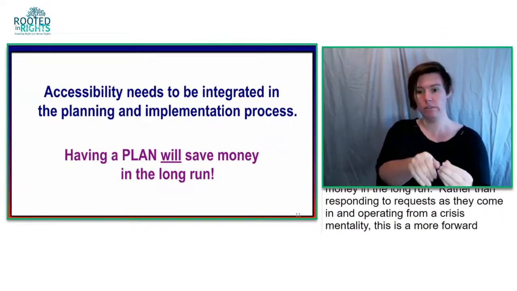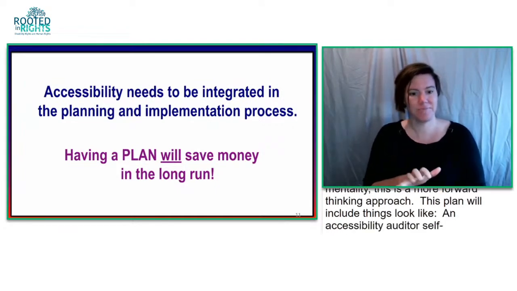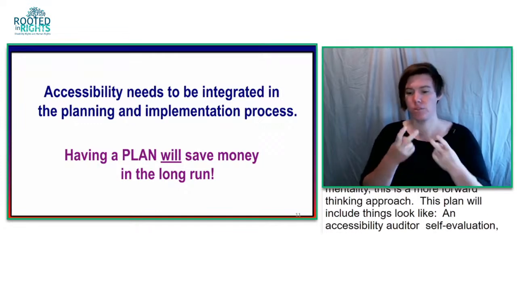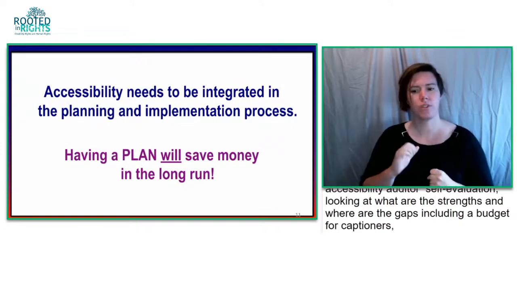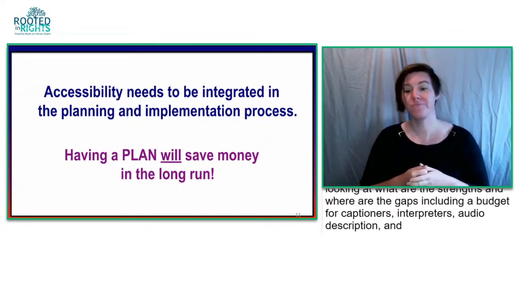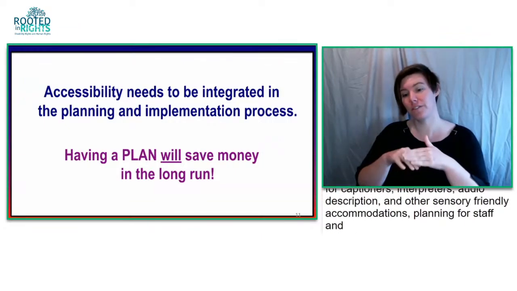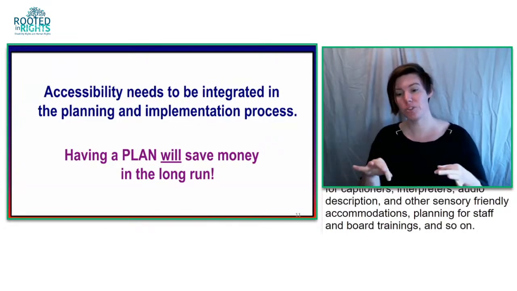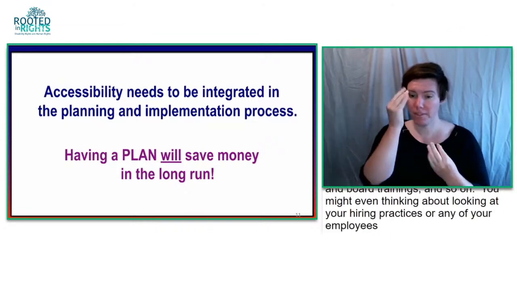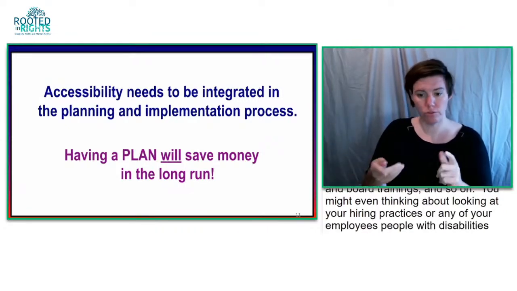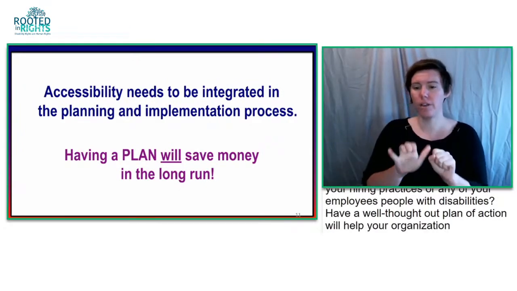This plan would include things like an accessibility audit or self-evaluation, looking at where are the strengths and where are the gaps, including a budget for captioners, interpreters, audio description, and other sensory-friendly accommodations, planning for staff and board trainings, and so on. You might even think about looking at your hiring practices. Are any of your employees people with disabilities? Having a well-thought-out plan of action will help your organization reach more people and be more accessible and welcoming.